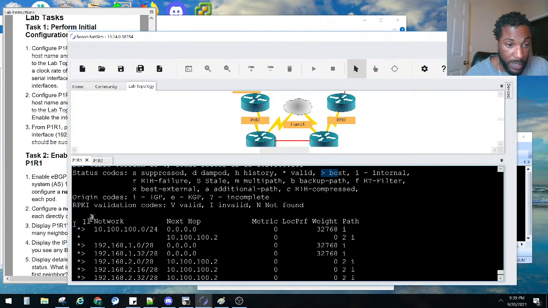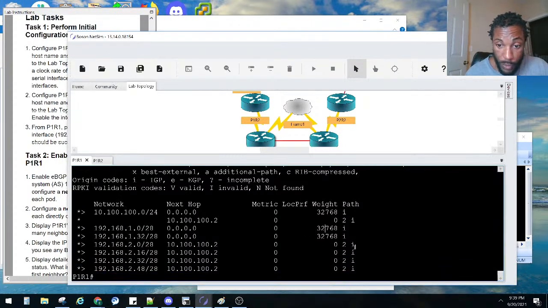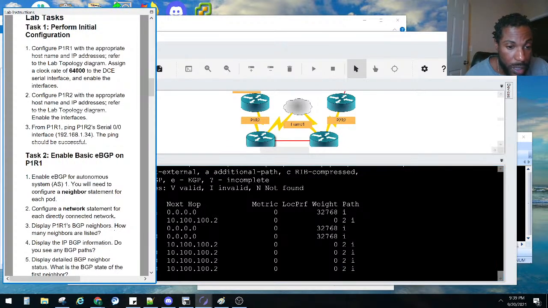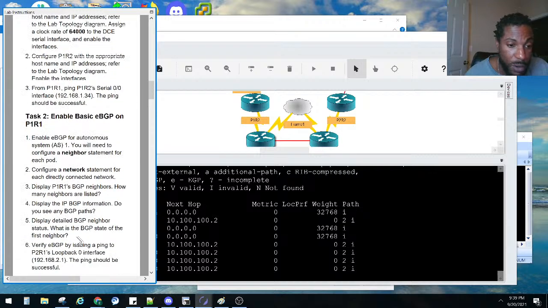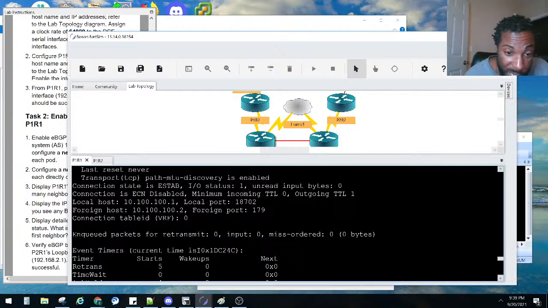All of these are valid, and then the best path for each network is indicated by that. Where are the paths they're asking about? Do you see any BGP paths? Well, these would be considered our paths, right? It's the ASs for pretty much everything in our path or hops. What else? Display detailed BGP neighbor status. What is the BGP state of the first neighbor? I would have thought this was detailed enough. All this right here, show IP BGP neighbor.